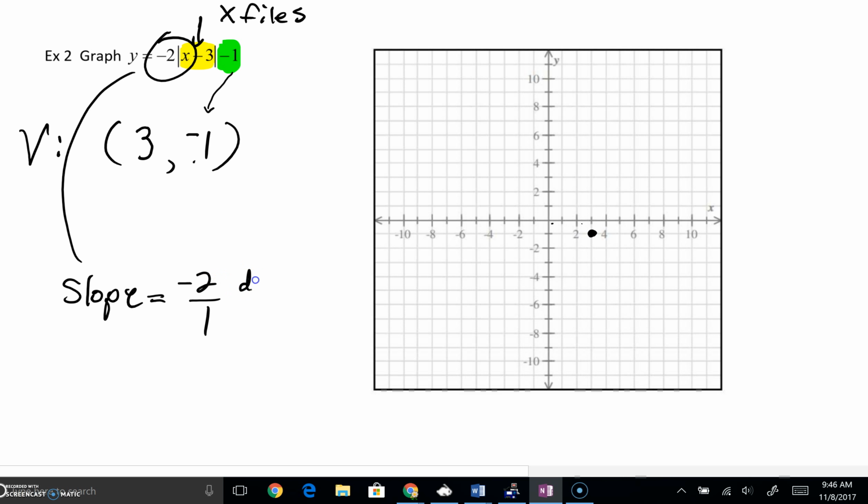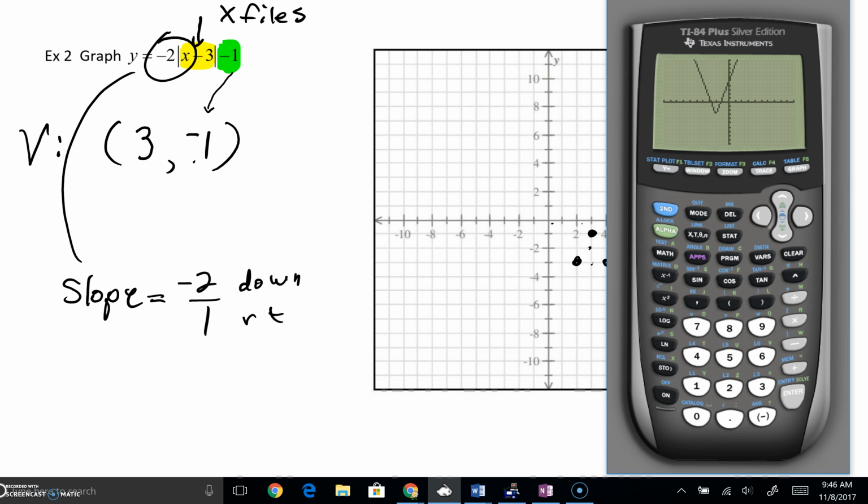This -2 tells you that you've got to go 2 steps down and 1 to the right. So I'm going to go 2 down, 1 to the right. I'm also going to go 2 down and go 1 to the left. And right there, you can see that V shape taking place. You can see how it's going.